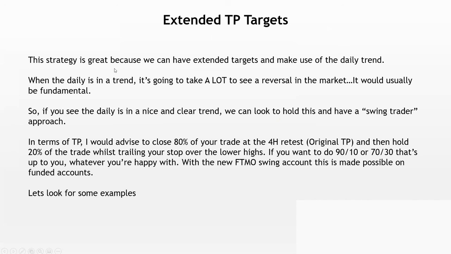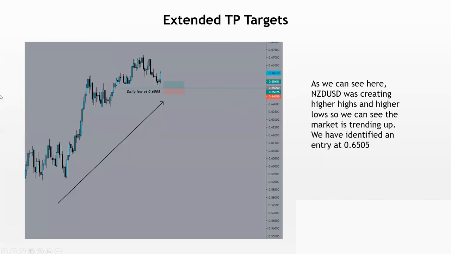I'll go over that in a minute. But let's look for some examples, guys. So we see that the daily is in a nice uptrend here on NZD US dollar. You can see, guys, that the market is clearly trending up. And we've identified a previous higher low within the market that is yet to be retested.